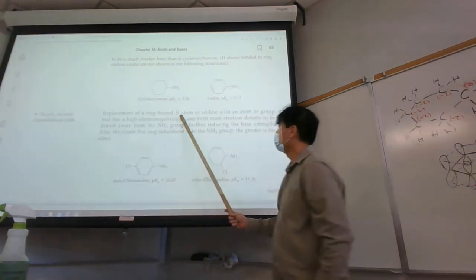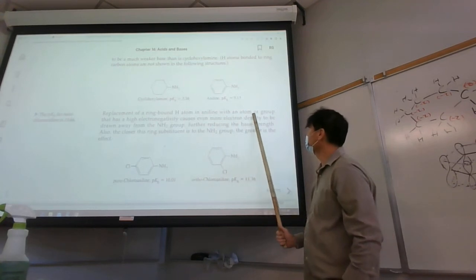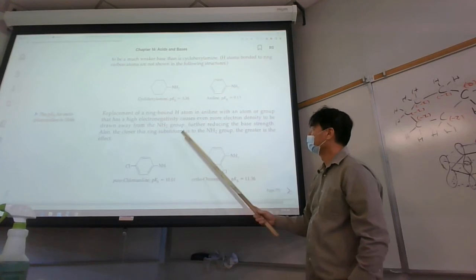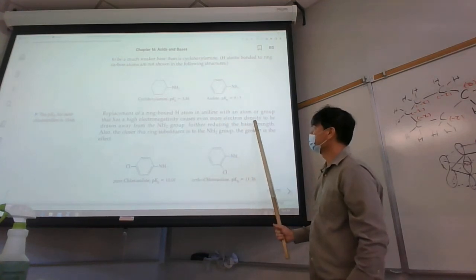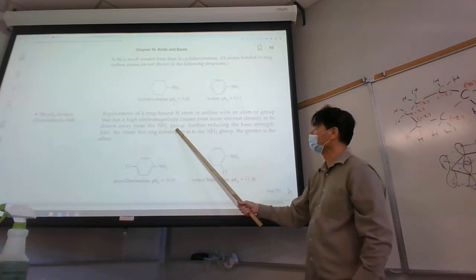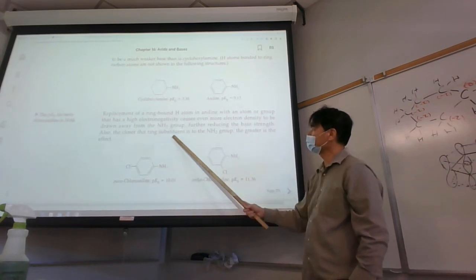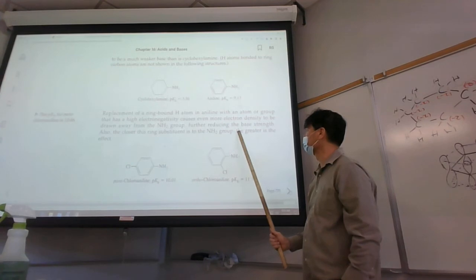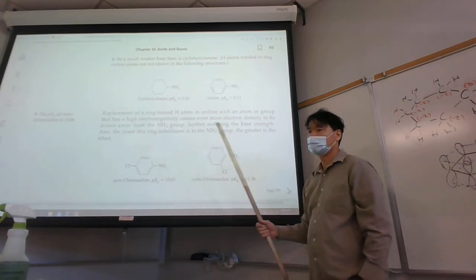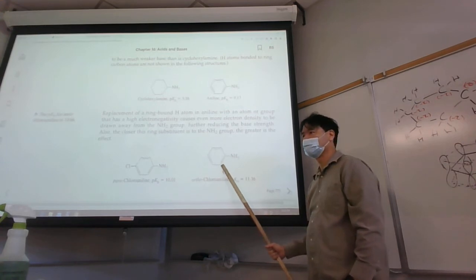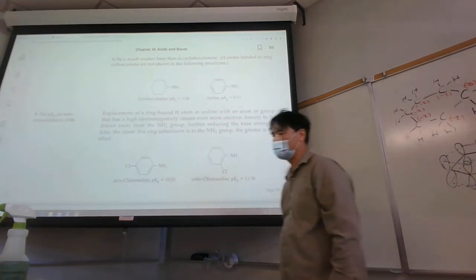Replacement of a ring-bound hydrogen atom in aniline with an atom or a group that has high electronegativity, well, chlorine has high electronegativity, causes even more electron density to be drawn away from the amine group, further reducing the base strength. Also, the closer this ring substituent is to the amine group, the greater is the effect. And so I guess it is a distance effect here.